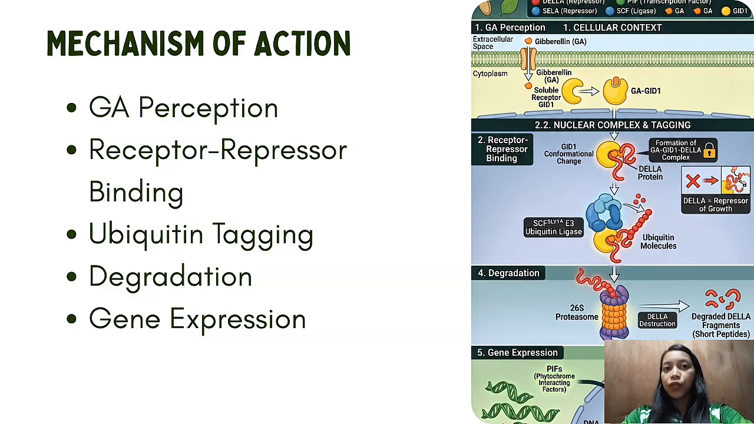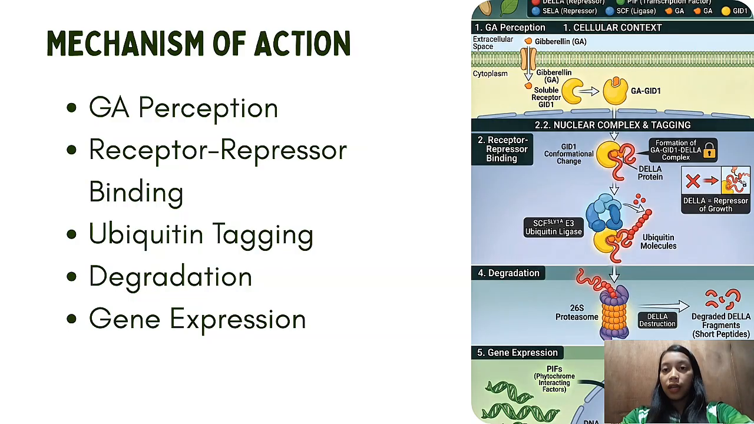The mechanism of action has five steps: GA perception, receptor-repressor binding, ubiquitin tagging, degradation, and gene expression. In GA perception, the hormone GA binds to its receptor like a key fitting into a lock. In receptor-repressor binding, the GA-receptor complex grabs onto the DELLA repressor, the brake that stops growth. Next is ubiquitin tagging, where the cell attaches tiny garbage tags, or ubiquitin, onto the repressor to mark it for destruction.